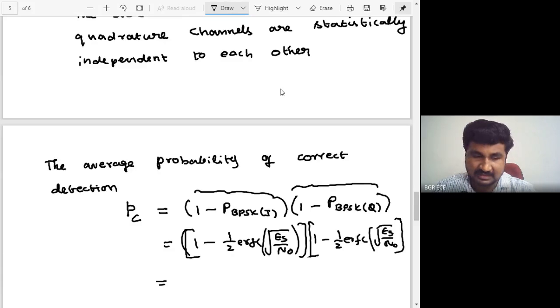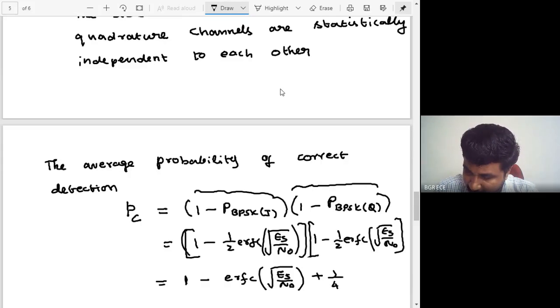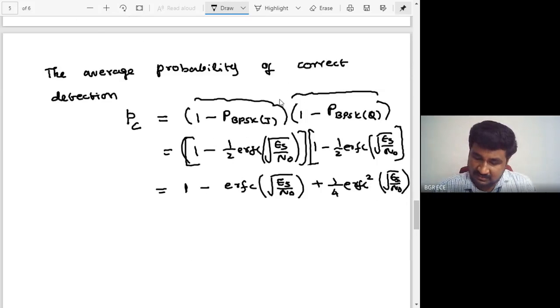Hence, it can be written as a square minus 2ab plus b square. So we can write 1 minus 2ab. So the 1 by 2 will cancel. So error function of square root of ES by N naught, and b square will become 1 by 4 error function of square root of ES over N naught the whole square. This equation is the probability of correct deduction.